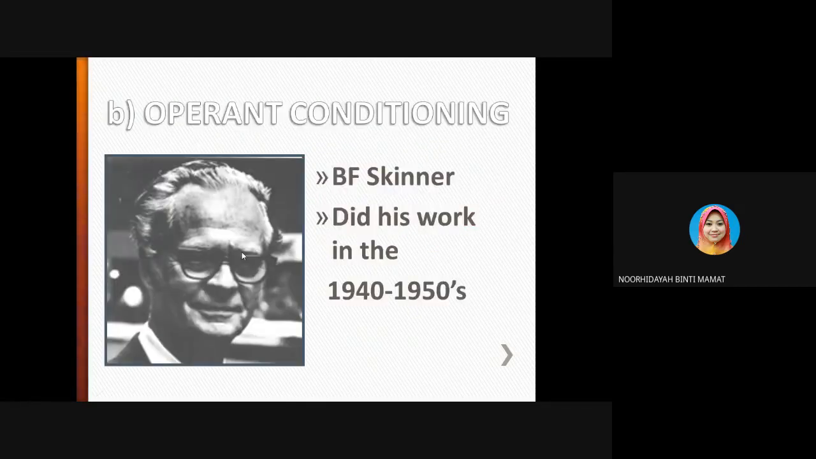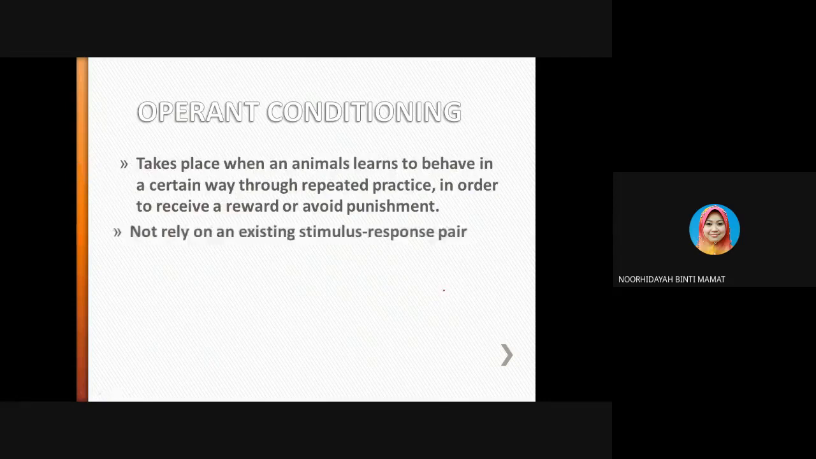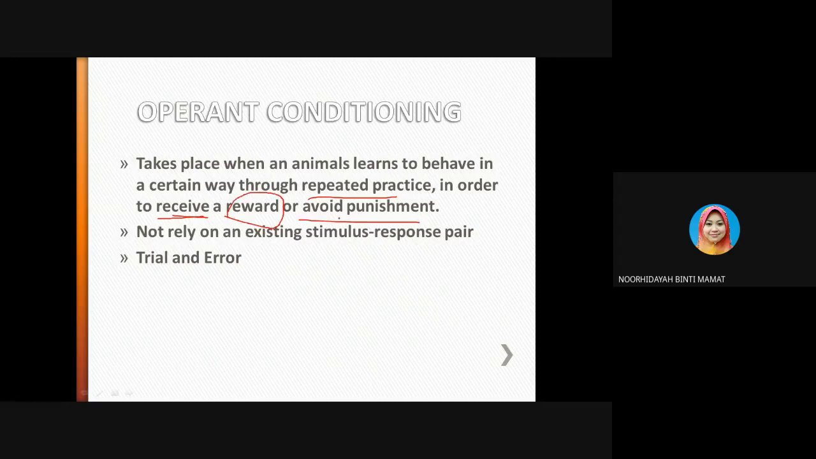So the second type of associative learning is operant conditioning, which was done by B.F. Skinner. He did his work between the 1940s and 1950s. Operant conditioning takes place when an animal learns to behave in a certain way through repeated practice in order to receive a reward or avoid punishment.